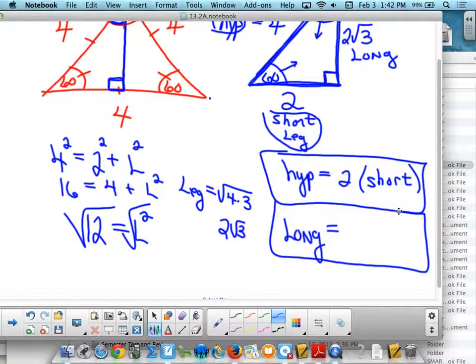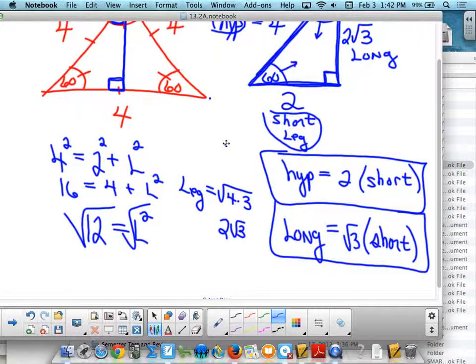Whatever the short leg is, right? Times the square root of what? 3. So guys, I'm giving you two formulas that will never go wrong as long as you know how to use formulas. Now, here, I'll be honest with you. See that formula? I hardly ever use it.